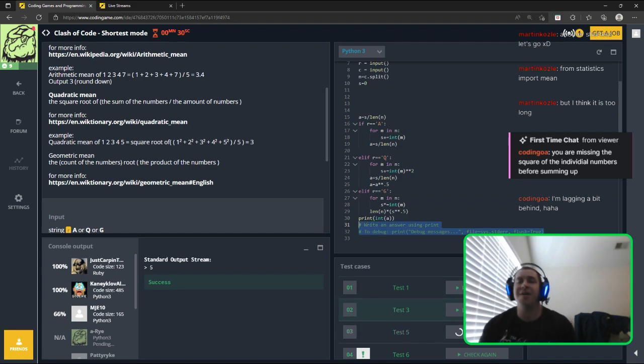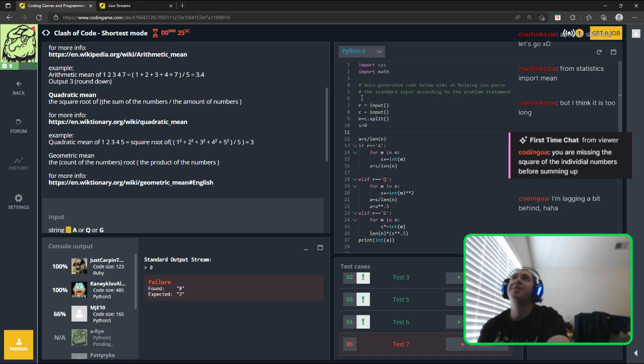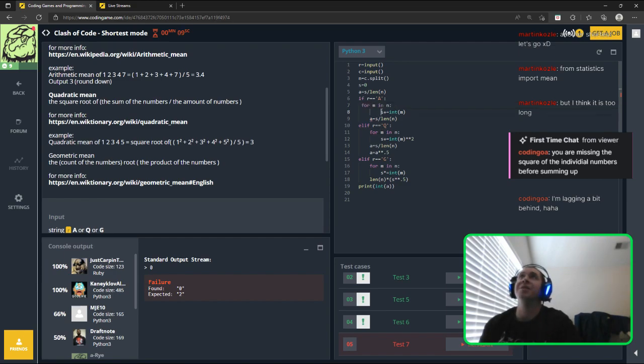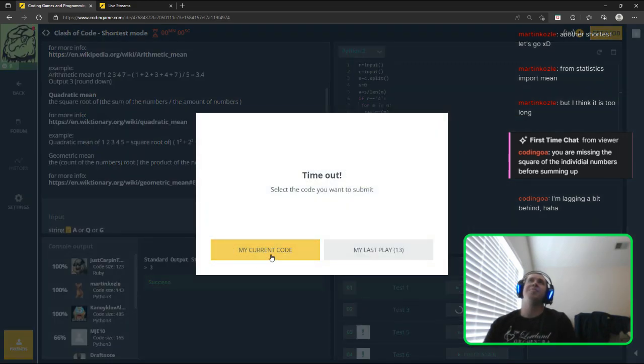Let's shore up our 500 length code. We don't need all those. And since we didn't use math, we didn't need any of that. Oh, and then I often have a problem with this. I break this a lot. See, it's supposed to go there. 3, 2, 1. Okay. My current code.